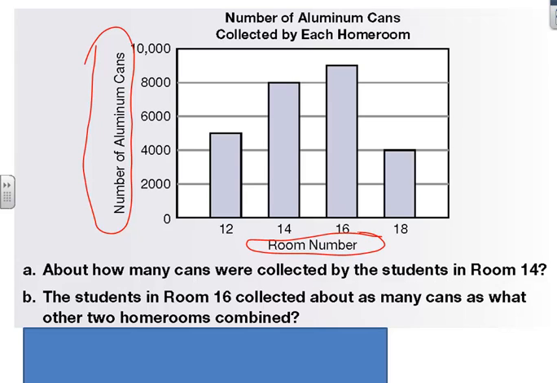So if we go back to A and we go about how many cans were collected by students in room 14, can you see how many there were? Hopefully you went to 14 and you went up and saw that there were 8,000 cans collected by room 14. Then it asks, the students in room 16 collected about how many cans if you were to combine 2 other rooms. So what other 2 rooms combined add up to about the same amount of cans as room 16? See if you can do this. Pause the video.